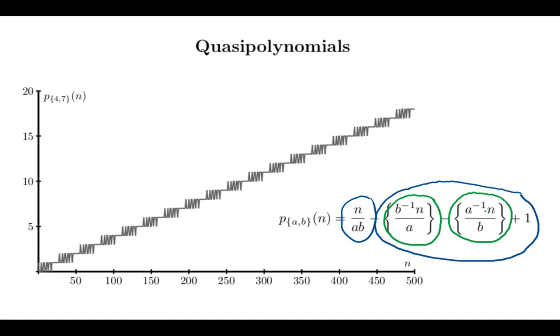And we call this a quasi-polynomial. So a quasi-polynomial is a function that looks like a polynomial, except that the coefficients are periodic functions in the variable. So in this case, n. We will see lots of quasi-polynomials in the book and in these videos.